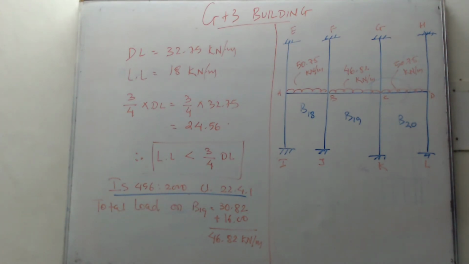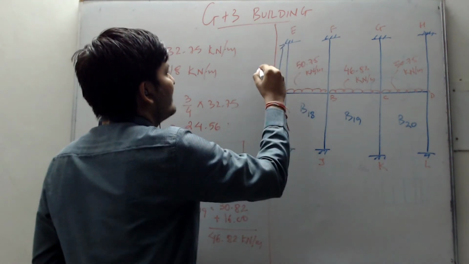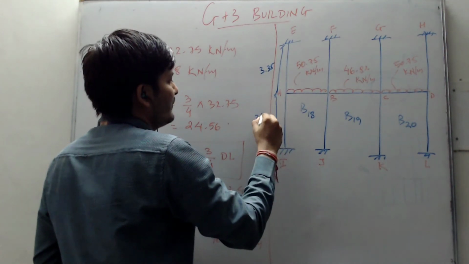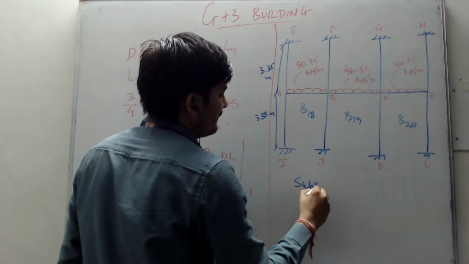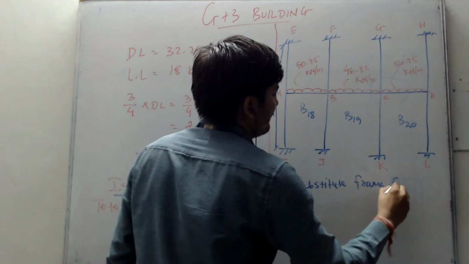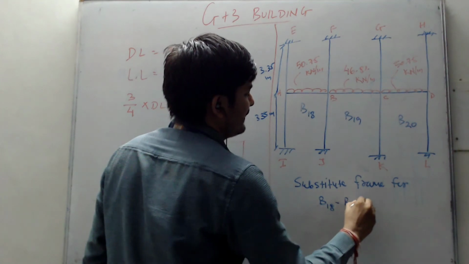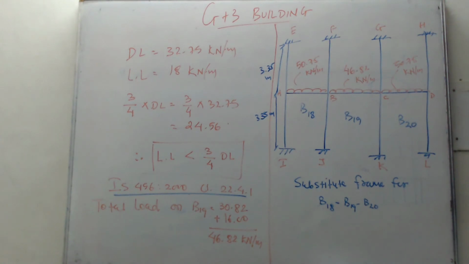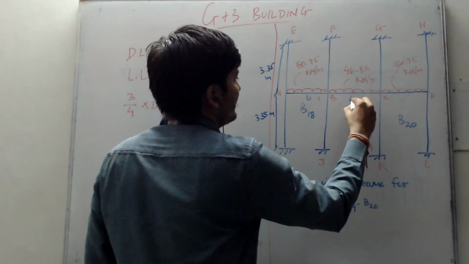And we need to note down the heights also. This is the height which is given in the data. This is 3.35 meter. Similarly, this is the height between two floors, 3.35 meters. Right? So this is called the substitute frame for beams 18, 19 and 20. And we need to write the dimensions of the beams also, right? So this is 6 meter, then this one is 4 meter, and this one is again 6 meter.